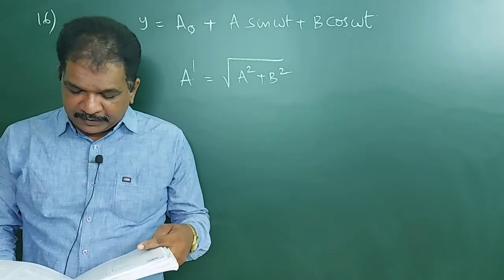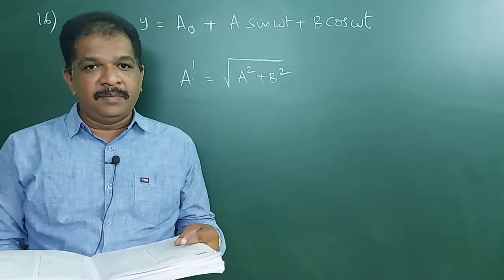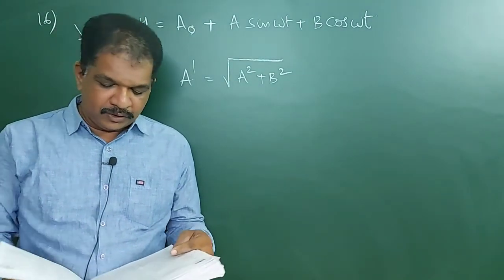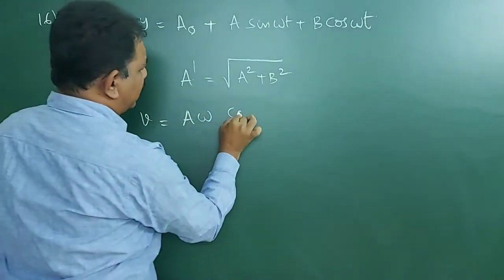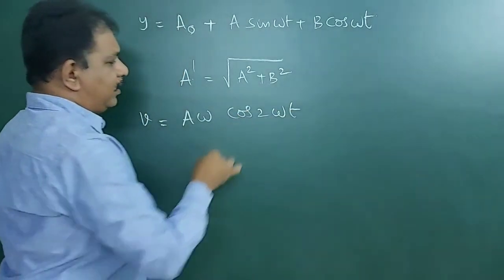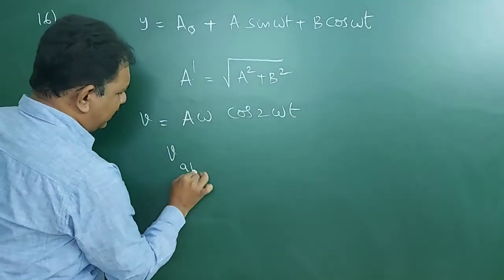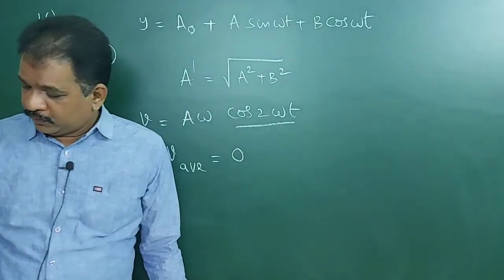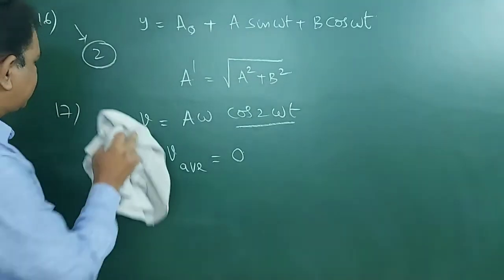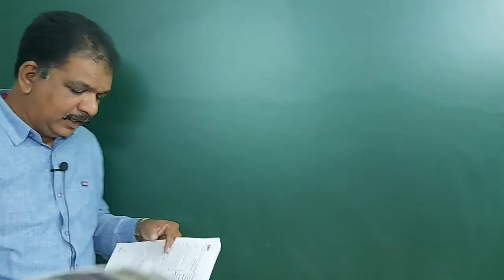Next, 17. Average velocity of a particle in complete vibration, average velocity will be equal to 0. V is equal to a omega cos omega t. In complete cycle, cos value will be equal to 0. We have to take integration for this. In complete cycle, this value will be equal to 0. So average velocity is equal to 0.